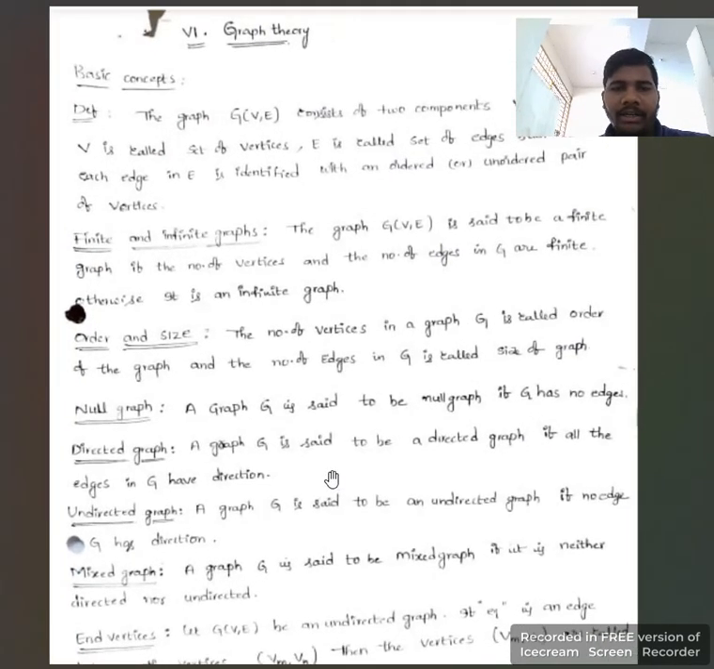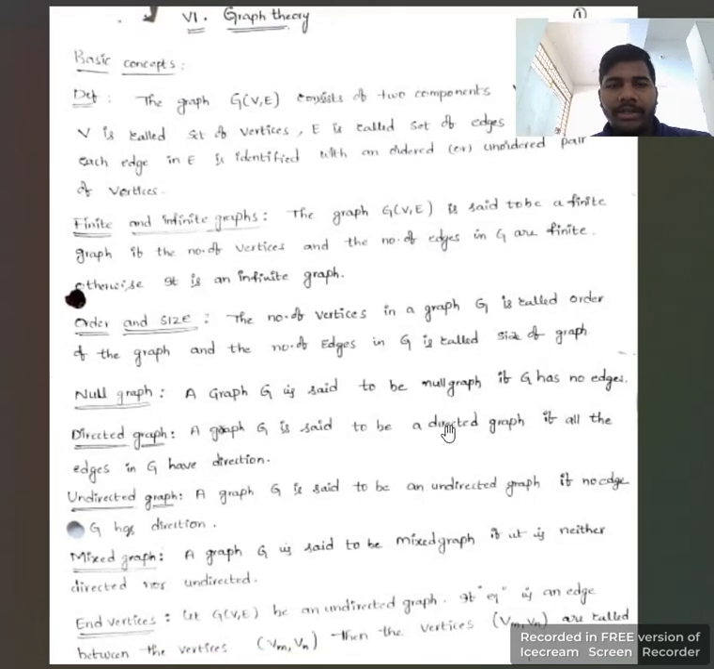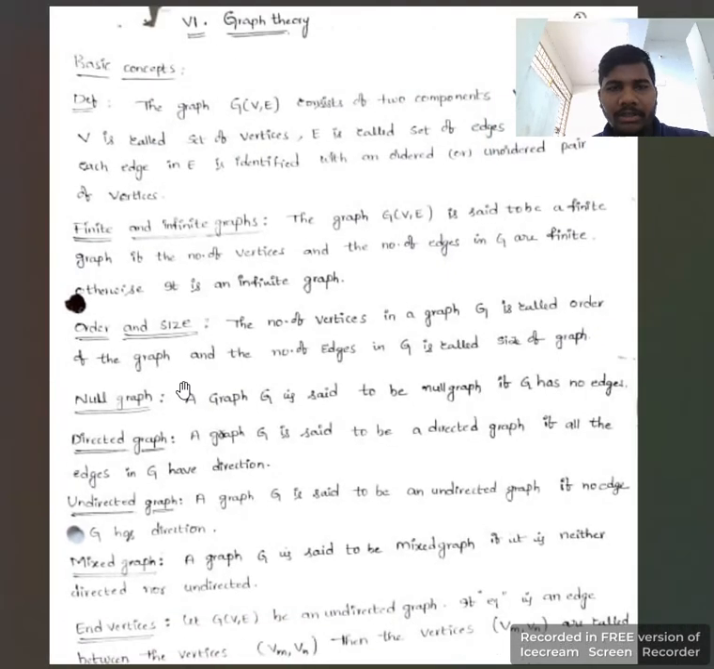And also a directed graph. A graph G is said to be a directed graph if all edges in G have a direction. That means G is said to be a directed graph if all the edges have a direction. An undirected graph means a graph G is said to be an undirected graph if no edge of G has direction. Order and size: the number of vertices in a graph G is called the order of the graph, and the number of edges in G is called the size of the graph.